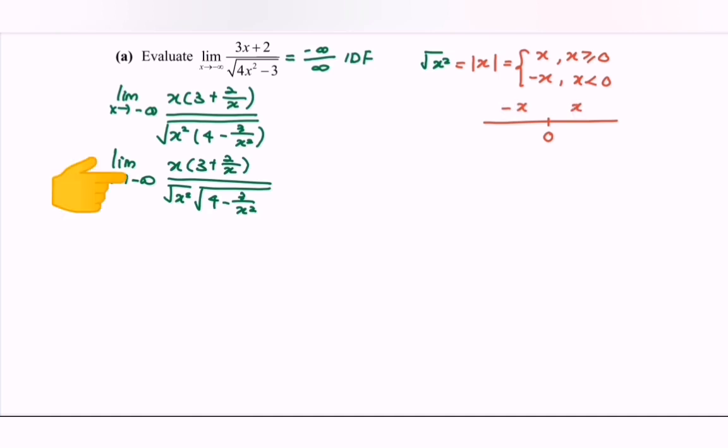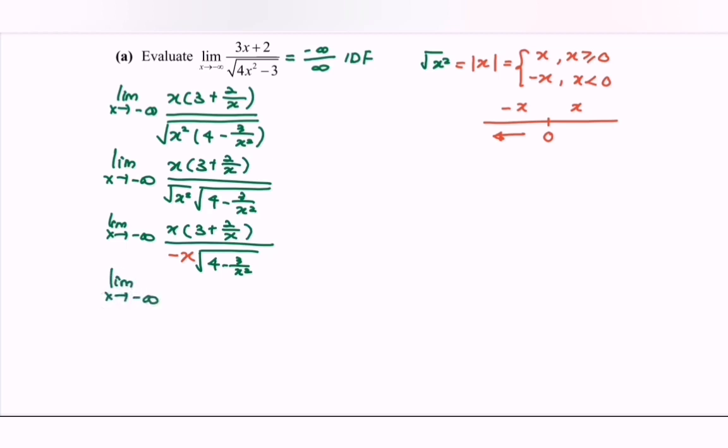So based on the situation here, we have negative infinity, so we have to make use of the negative x. Limit when x approaches negative infinity, we have x multiplied with (3 plus 2 over x) over, in this case, negative x multiplied with the square root of (4 minus 3 over x squared). So can I simplify? Limit when x approaches negative infinity, we have (3 plus 2 over x) over the square root of (4 minus 3 over x squared). Do remember, here we have the negative. So if we substitute the situation, we will have 3 over negative 2.